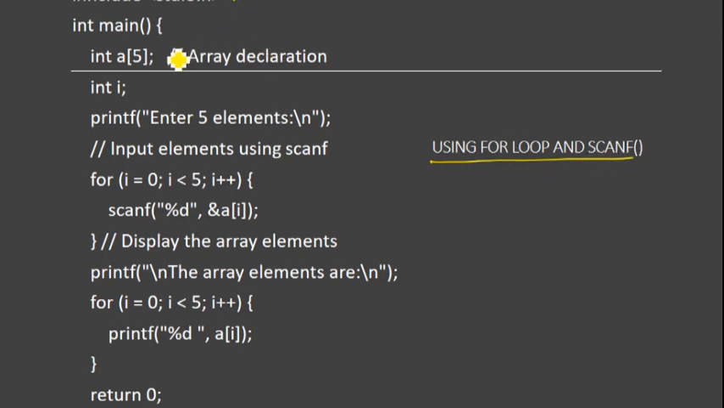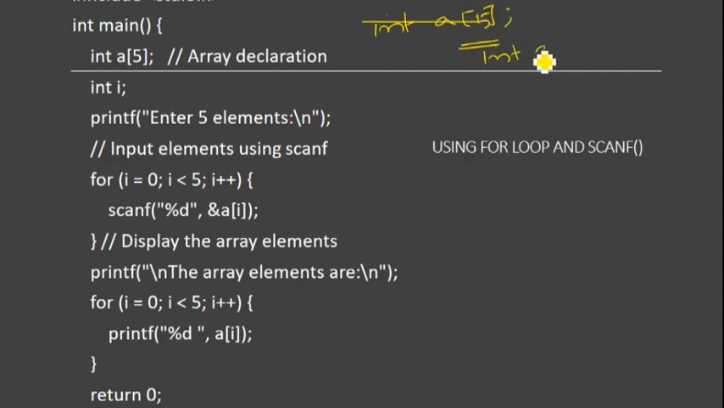So #include <stdio.h>, int main, and here I have taken int a of 5 but did not assign any value to it. I'm going to assign the values during the runtime. So don't write it like int a without a size, because we are not assigning the values. When you are not assigning the values, we must mention the size.